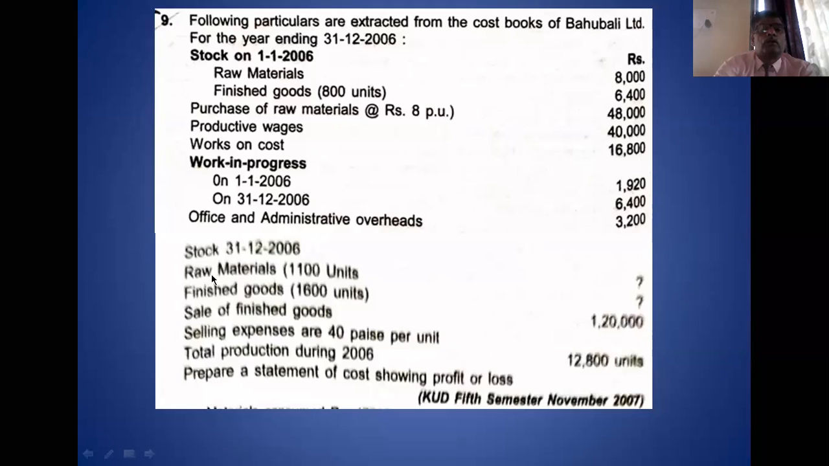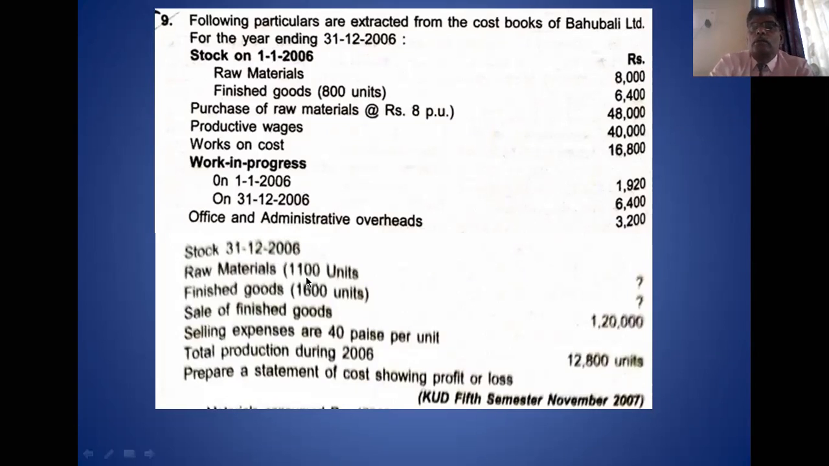Stock on 31st December 2006: raw material is 1,100 units, but the value is not given in the problem. Therefore, you have to calculate the value. How to calculate this value? You have to calculate it at the present cost rate.